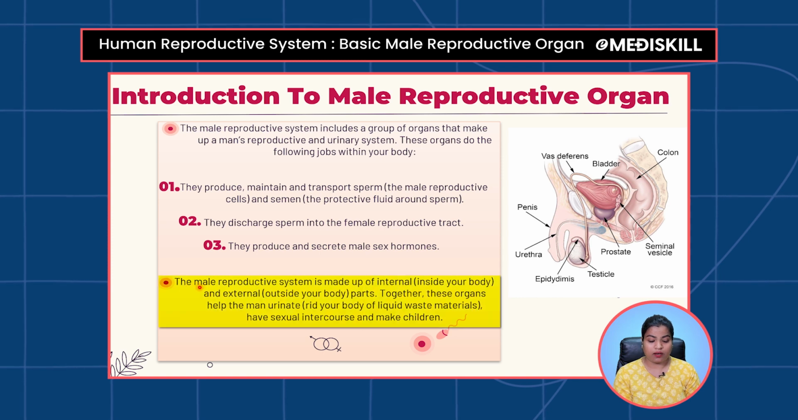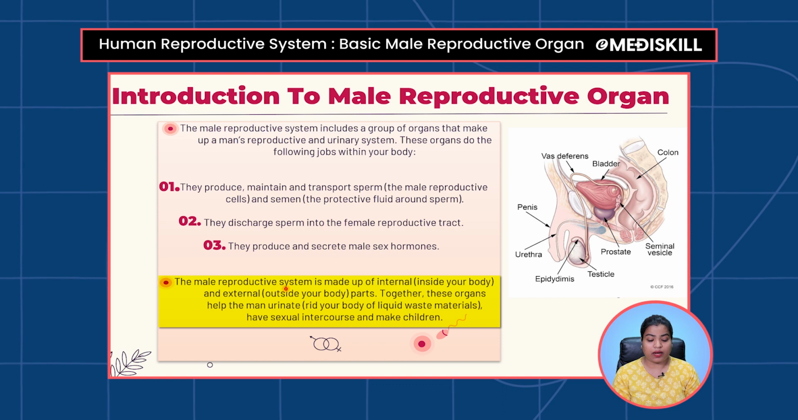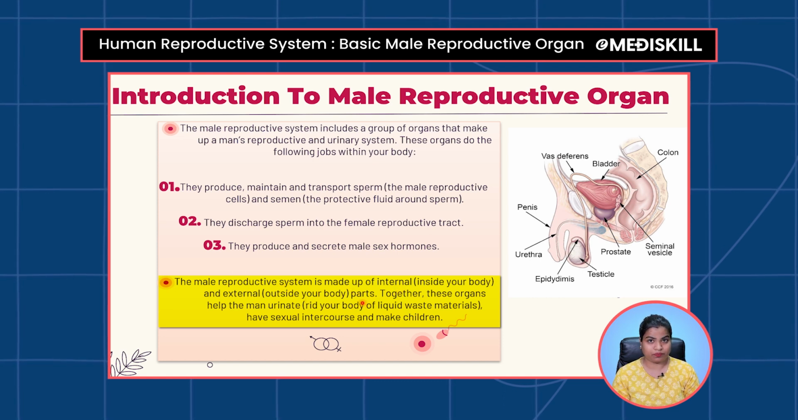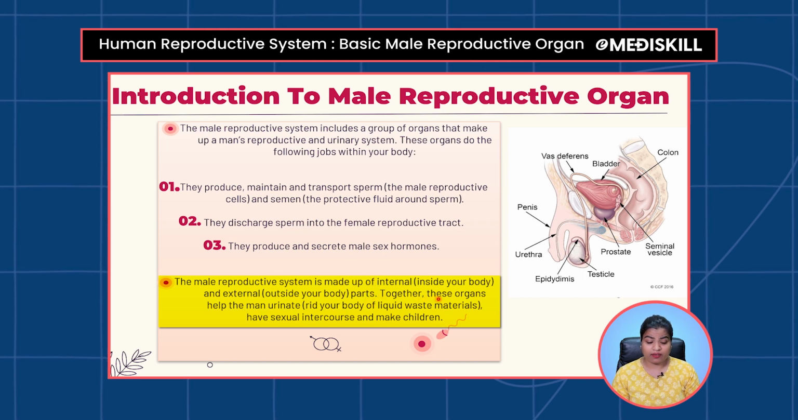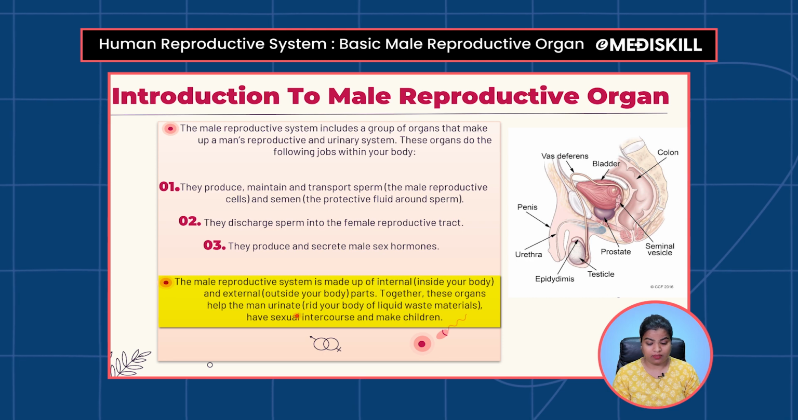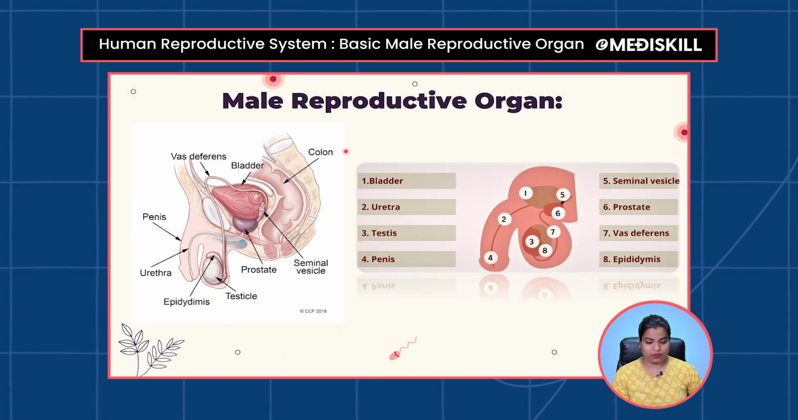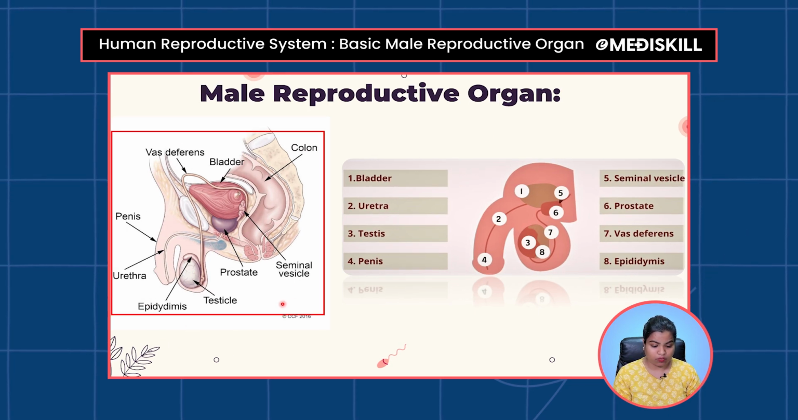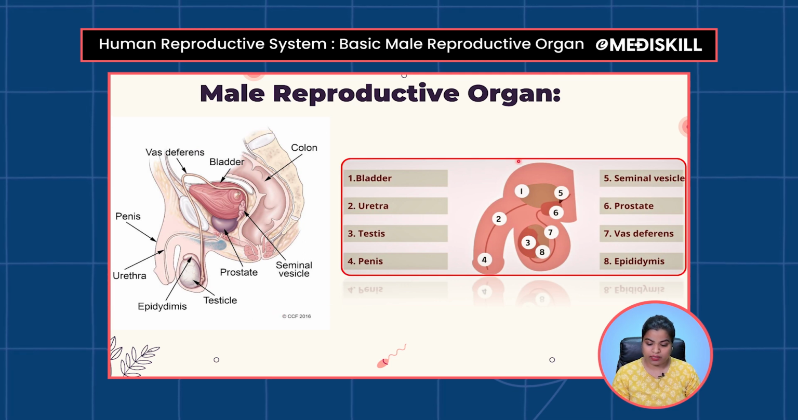Now, a little heads up towards what more content is related to it. The male reproductive system is made up of internal as well as external parts. We are going to discuss them in much more detail, but together these organs help the man urinate, have sexual intercourse, as well as have children. This is a basic diagram of how the male reproductive organ looks in a graphical, illustrative manner, and here are the basic 8 organs which we are going to talk about in detail.